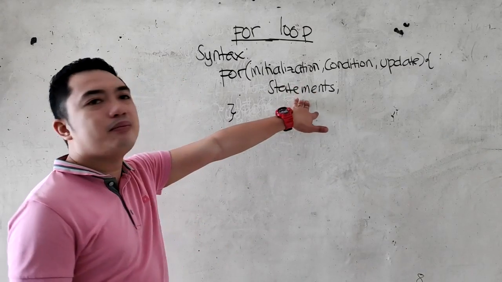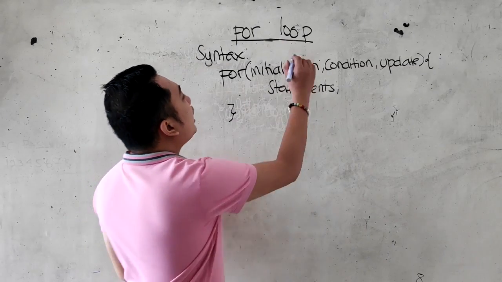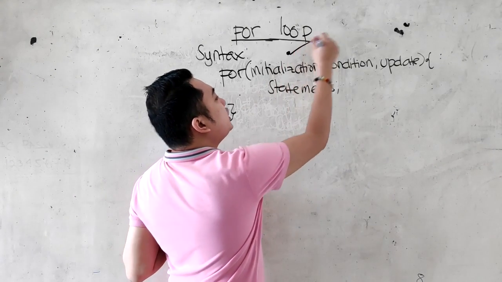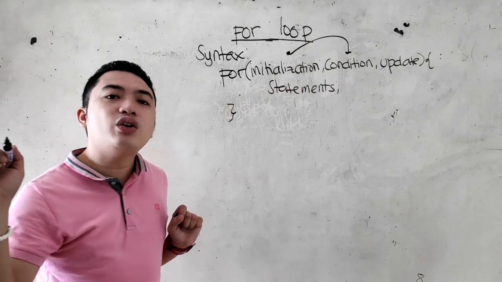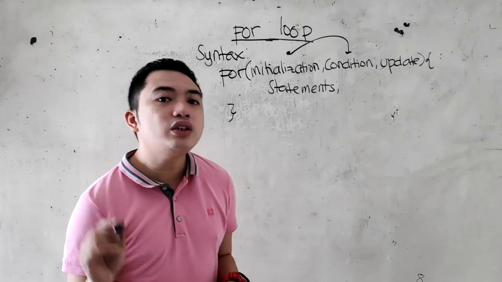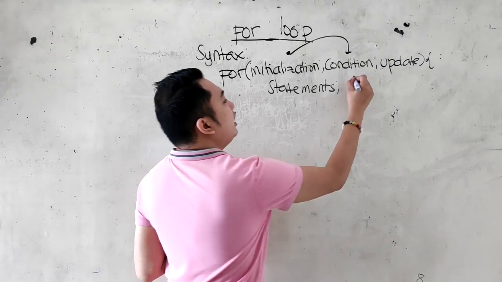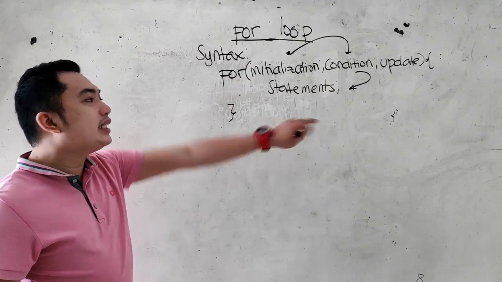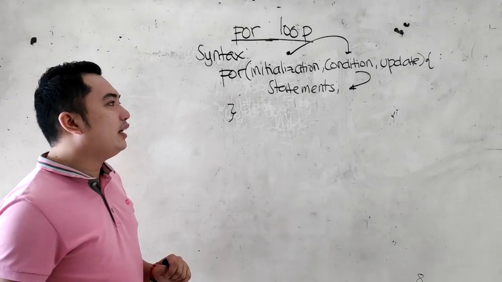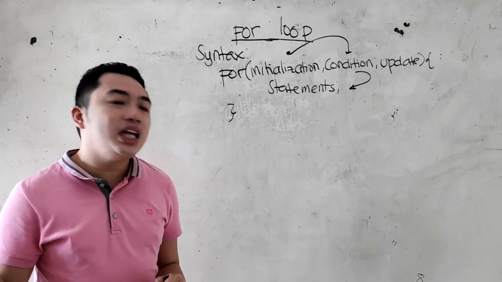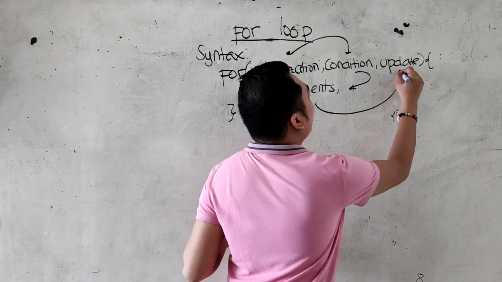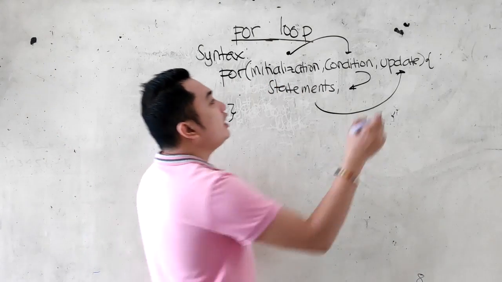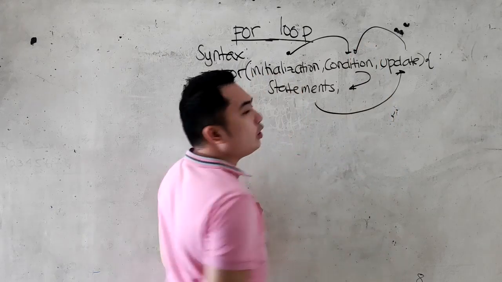And then the statements. So let's discuss. We start here first with our initialization, and then we proceed to the condition. It will test the condition. If the condition is true, it will execute the statements to repeat, the statements inside the loop body. After executing the statements, it will proceed to the update, increment or decrement. After that, it will go back to the condition.